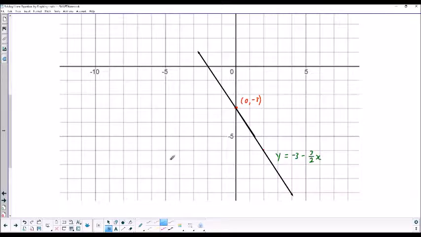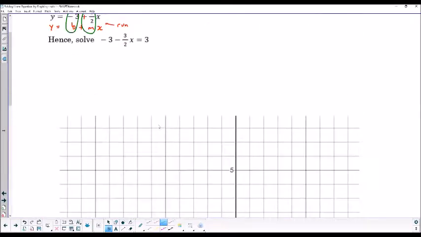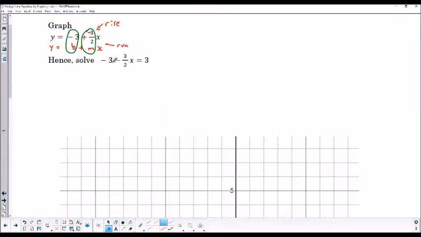And now that I've done that, I want to solve this equation: negative 3 minus 3 over 2x equals 3. So even though this is turned around from the last example, this is the same as y equals negative 3 minus 3 over 2x. And notice that the y is 3. And so basically 3 equals negative 3 minus 3 halves x.